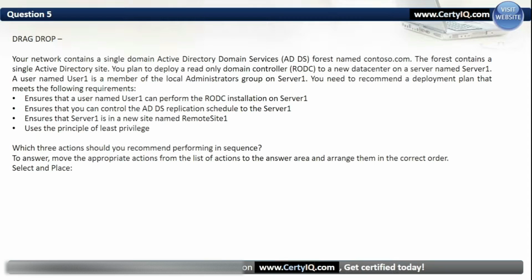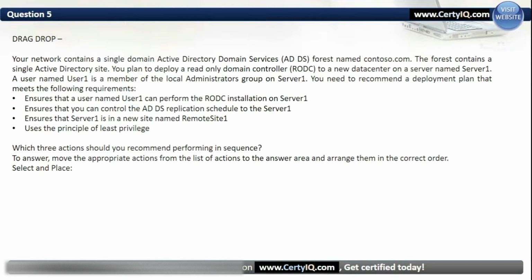Question 5. Drag and drop. Your network contains a single domain Active Directory domain services forest named contoso.com. The forest contains a single Active Directory site. You plan to deploy a read-only domain controller to a new data center on a server named server 1. A user named user 1 is a member of the local administrators group on server 1.